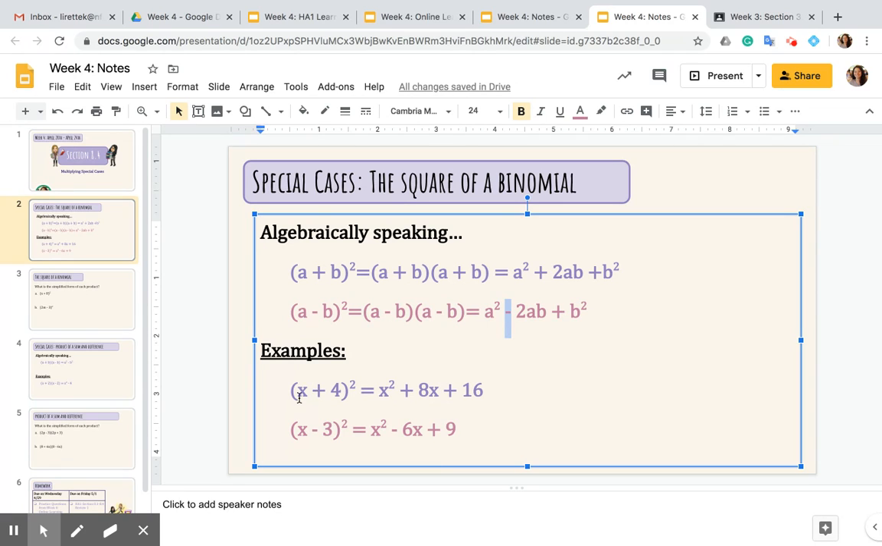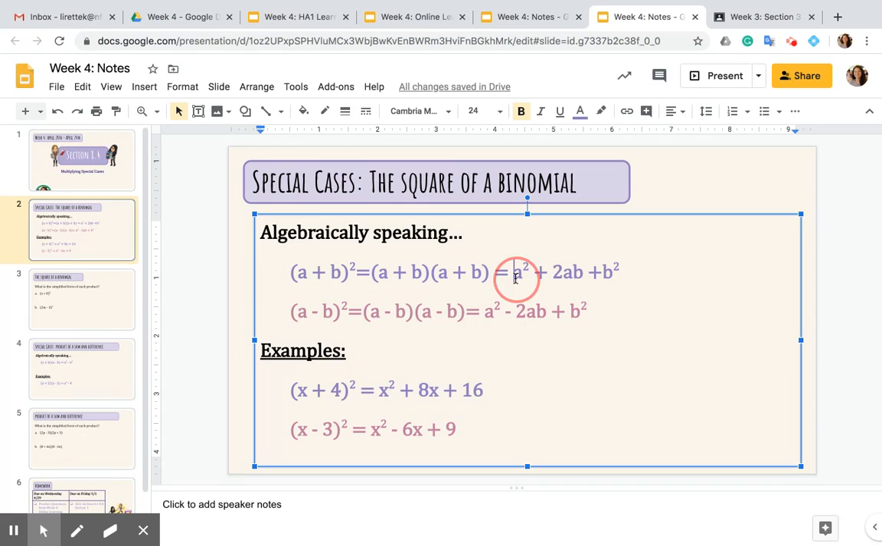So here's a quick example. I've got x plus 4, and it's the entire binomial squared. To get my product without having to use FOIL or a table, I could just memorize this rule and say that my first term is going to be this first term squared. The second term is going to be x times 4 times 2. So x times 4 is 4x, times 2 is 8x. And then the last term, I take this last term and square it. 4 times 4 is 16. So here's my final answer.